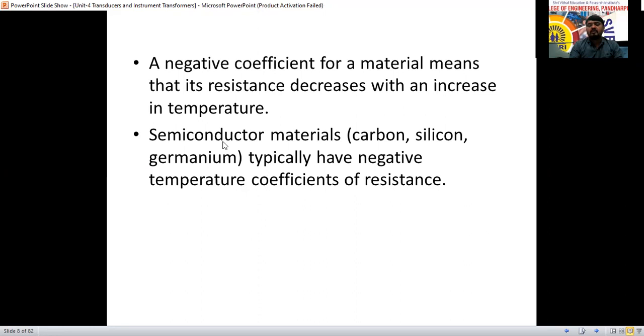Examples for that are semiconductor materials, carbon and silicon, which typically have a negative temperature coefficient of resistance. And one more I will ask. Some materials have a resistance of, say, 50, and however much you increase the temperature, it will not change its resistance value. It will stay constant. The resistance of that type of material will not increase at all. What are those types of materials? Can anyone tell me?